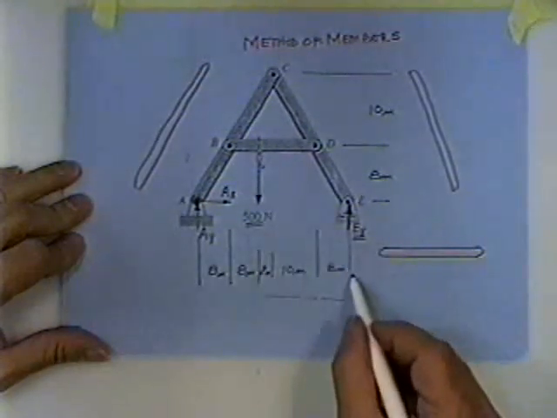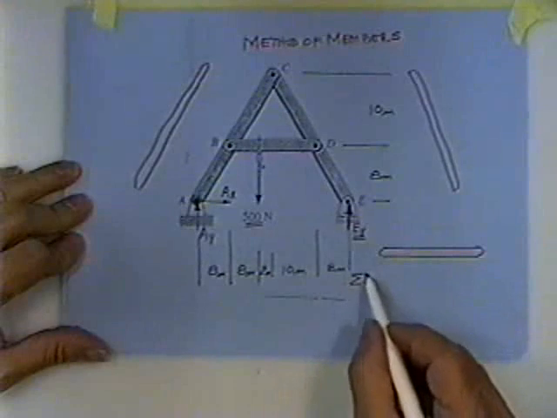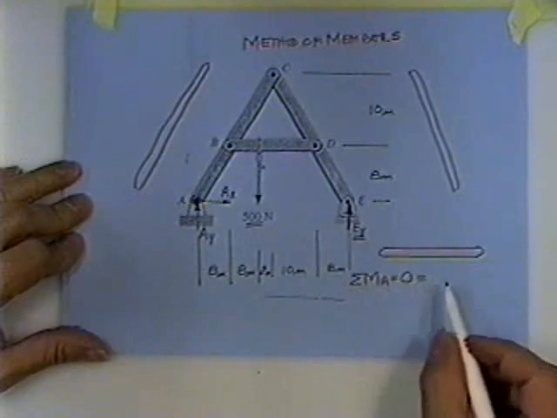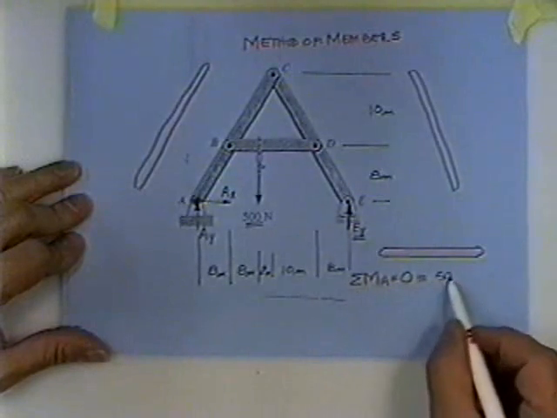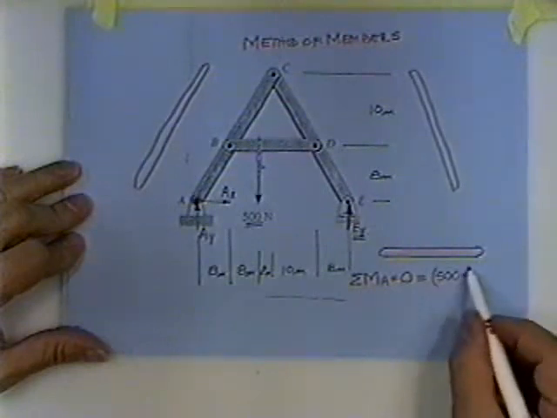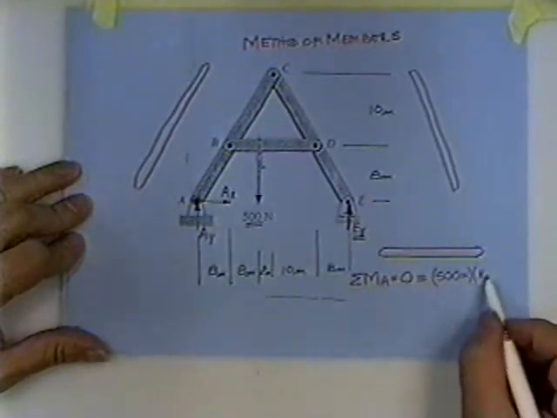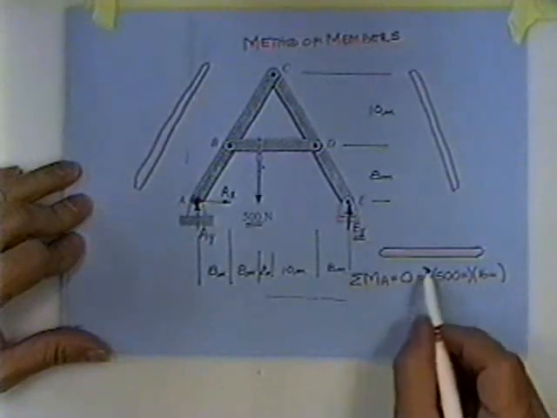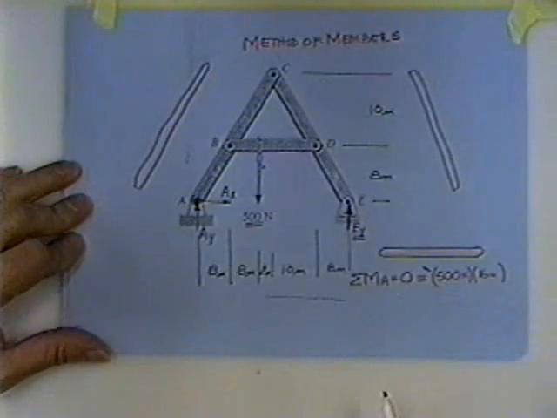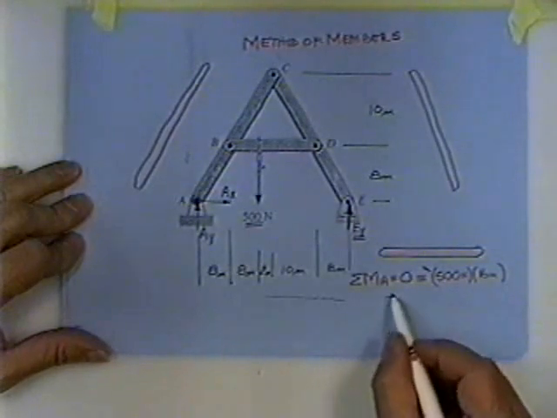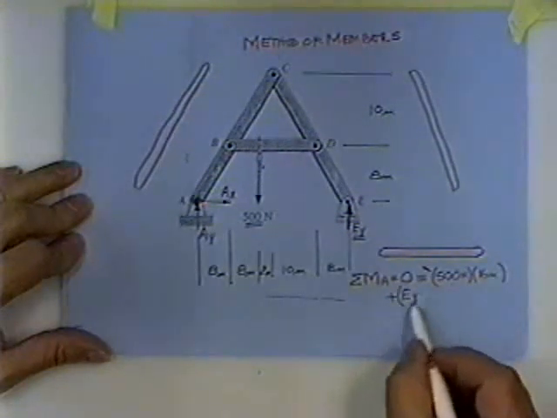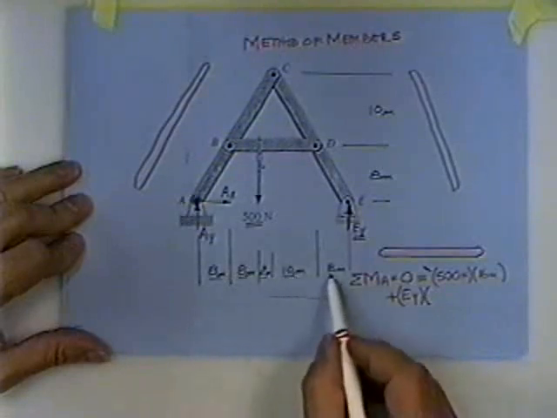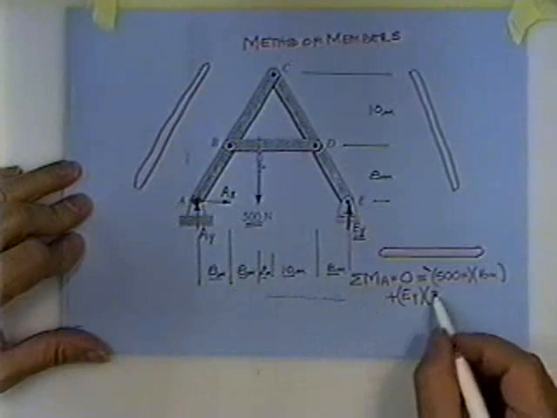Using the whole structure, I would say sum moments about point A equals 0 equals 2. I'd put the 500 Newton force multiplied times his moment arm, 16 meters. I'd call that tendency to roll a negative number. I would then add EY times his moment arm, 8, 16, 18, 28, 36 meters.